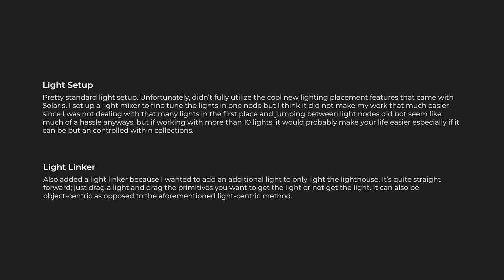I also used a light linker at the end of everything. I wanted to add a rim light just for the lighthouse so that it looks nicer, but I didn't want that rim light to affect anything else, because everything else looked fine, except I think the lighthouse would look a lot better with some rim light. So I made a rule where this rim light does not affect anything else except the lighthouse. If you're familiar with how it works in Maya, it could be object-centric and also light-centric. You just have to drag either the lights or the objects into the rule area.